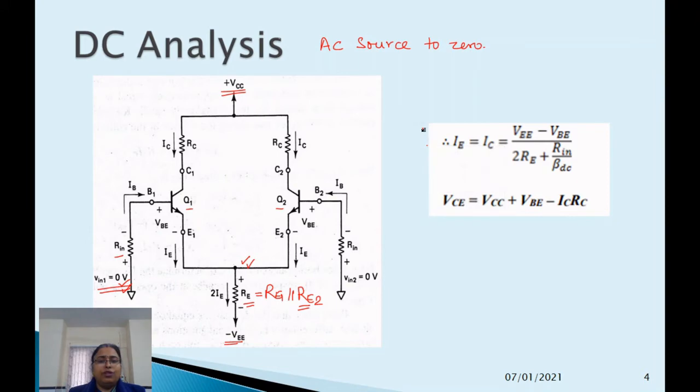And as you know, what we have to find out in the DC analysis is the operating point. So the IE, which is equal to the IC, is given by VEE minus VBE upon 2RE plus Rin upon beta DC. And VC is equal to VCC plus VBE minus IC RC.